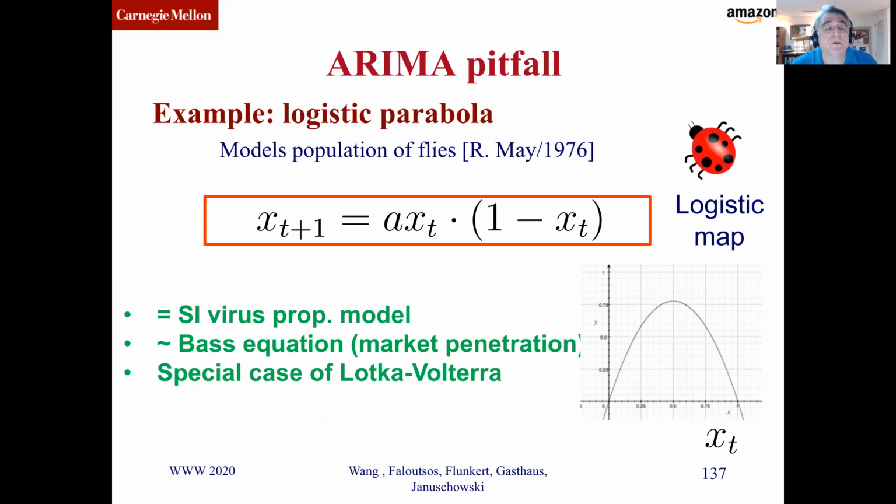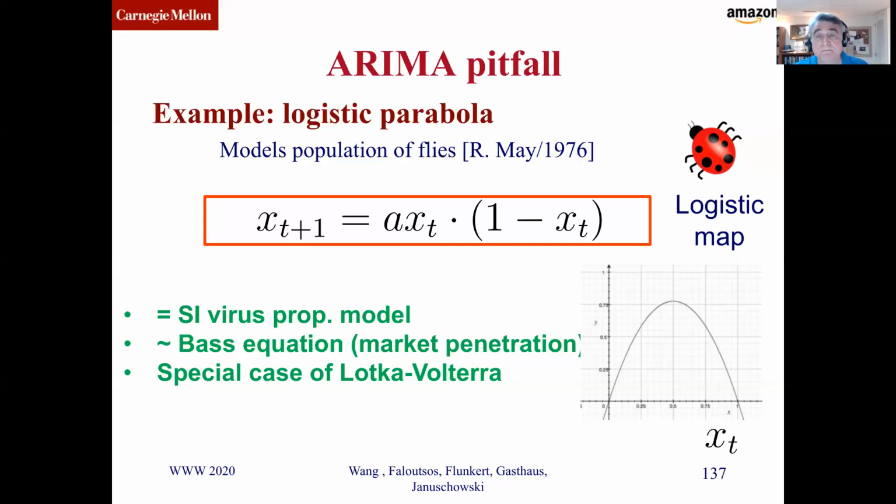It also models virus propagation in epidemiology for the specific type of SI, susceptible-infected. This is a virus that never goes away. People never get healed, never heal and never recover. So it's a virus from hell. But this is also very, very similar to the Bass equation for market penetration.